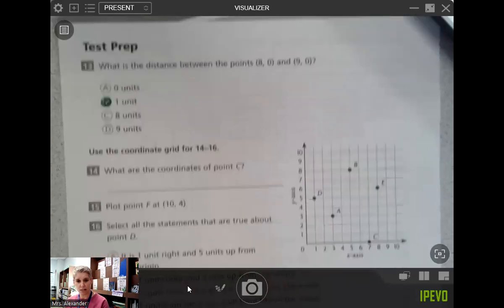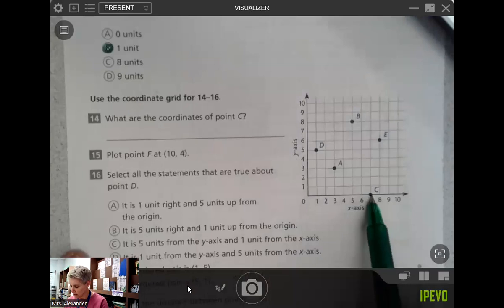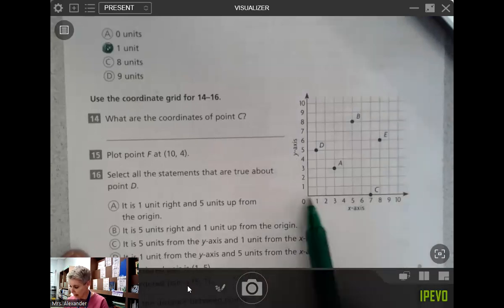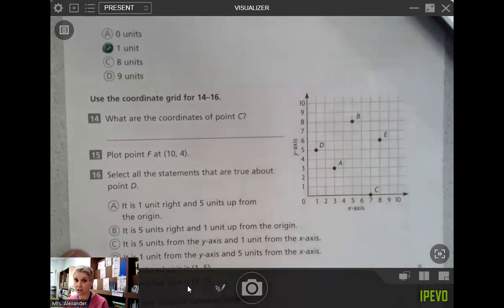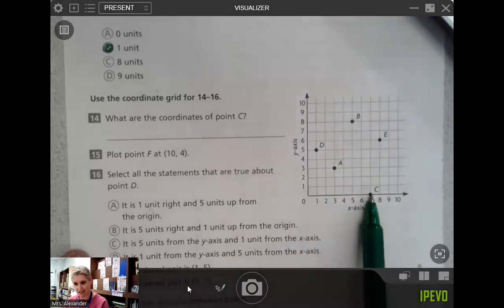What are the coordinates of point C? I'm going to find point C. X-axis, it stayed at 0. Y-axis, oh, wait. Cancel that. Somebody was going to call me on that, weren't they? X-axis, we went to 7. That's not a 0, that's a 7. X-axis, we went to 7. Y-axis, we were at 0.